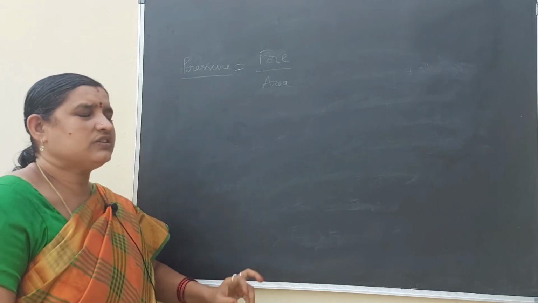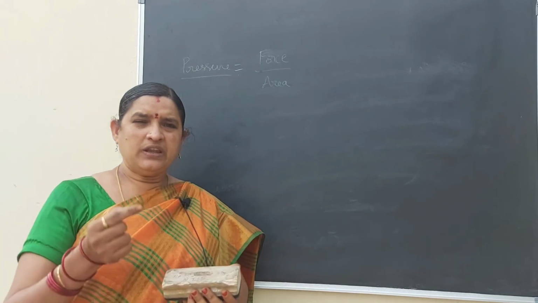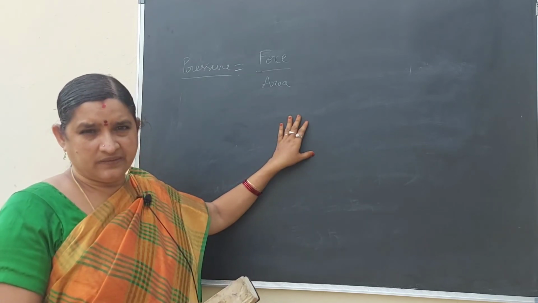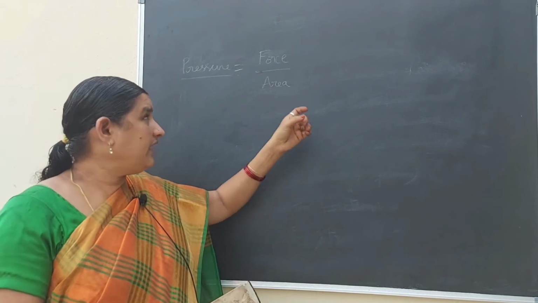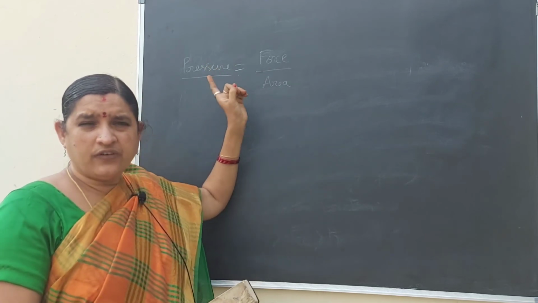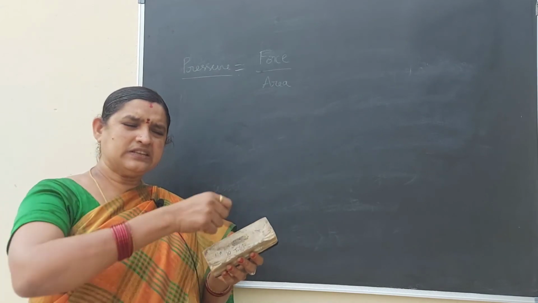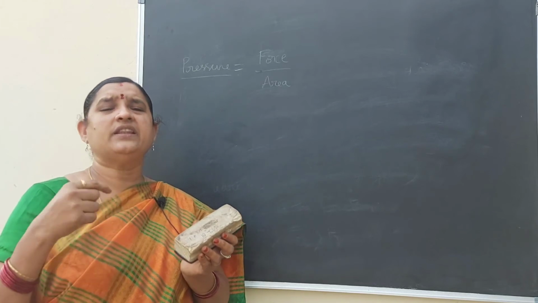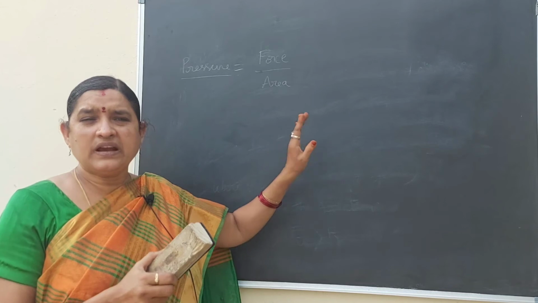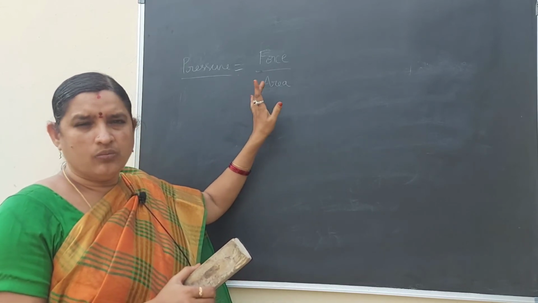So that's why we use sharp edges for the knife to cut the vegetables. By using less force, we are increasing the pressure on the vegetables. With sharp edges, the area becomes very less, so pressure becomes very more. If you observe, it is easy to cut with sharp edges than with the blunt edge of the knife. Why? Because the area becomes less, so the pressure exerted by the body becomes more.